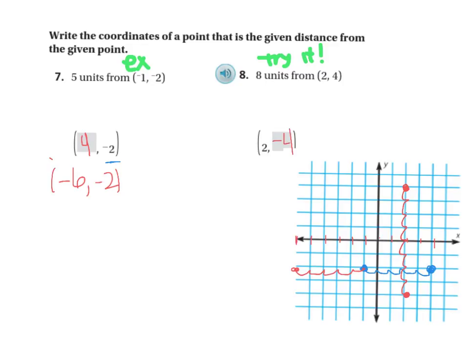You could have also gone up. And if you went up, it would have given you +2, +12 in either one.